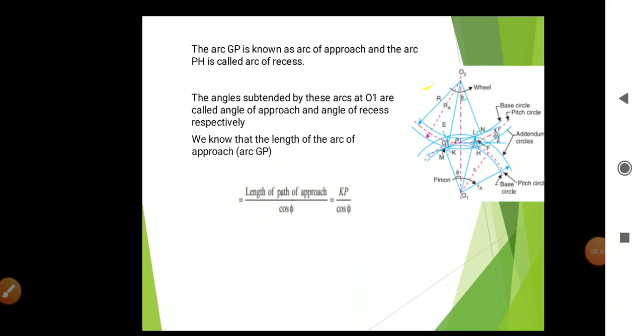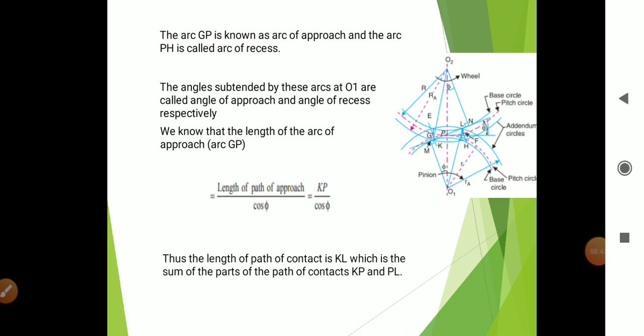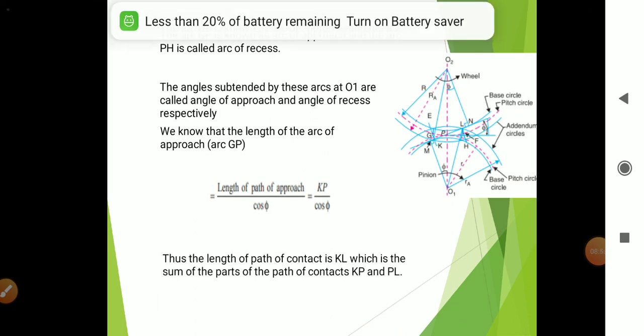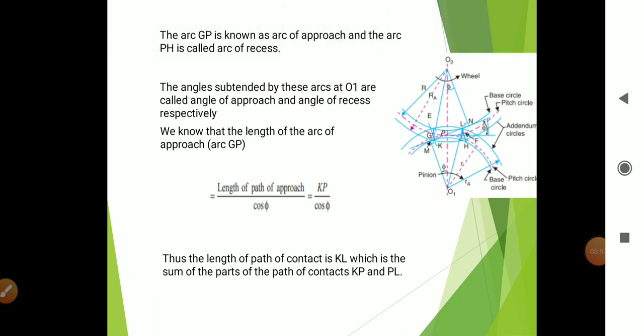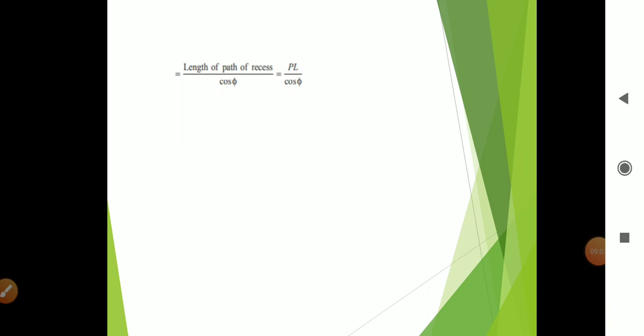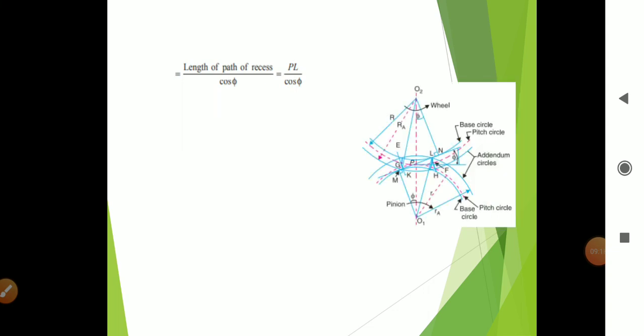Now next, thus the length of path of contact KL is the sum of the parts of the contact, KP plus PL. So next thing is that we are going to see PL, that is the arc of recess. The arc of recess is equal to the length of path of recess divided by cos of phi. So length of path of recess, that is PL divided by cos of phi. This is the arc of recess.